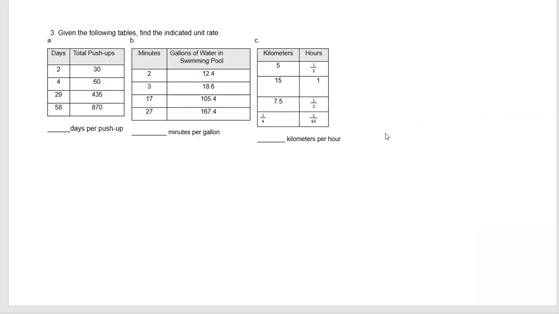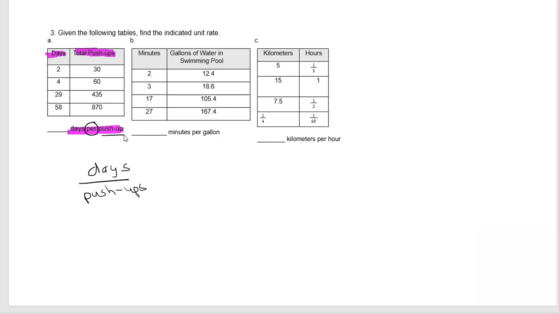Okay, so let's look at the next one. On the next one, you were given some tables, and for each of the tables, you were given what you need to find the unit rate for. So on this first one, if it says days per push-up, we have to look at our table very carefully. This is days, and this is push-ups. So if we're doing days per push-up, we should have days on top of our fraction divided by push-ups on the bottom of our fraction. Okay, so days per push-up.